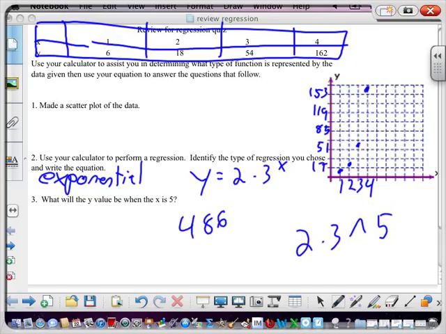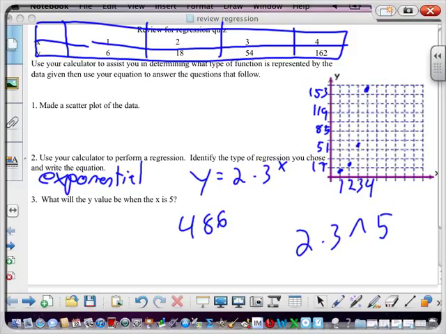Should be exponential. Once you choose exponential, your equation pops up for you. Y equals 2 times 3 to the x. We then, once we have that information to answer number 3, we put 2 times 3 and raise it to the 5th power, because 5 is x, and we get 486.